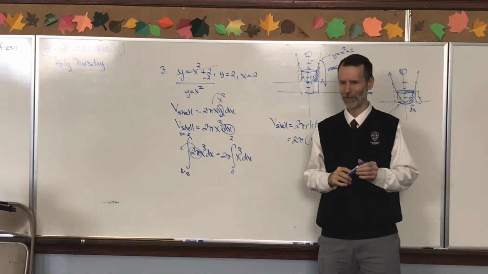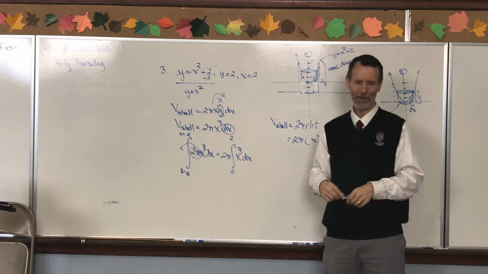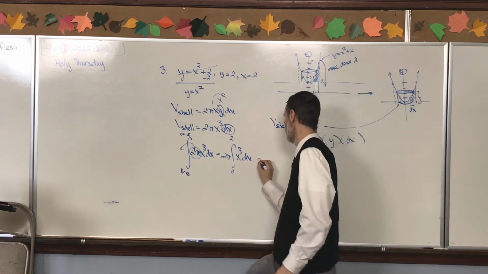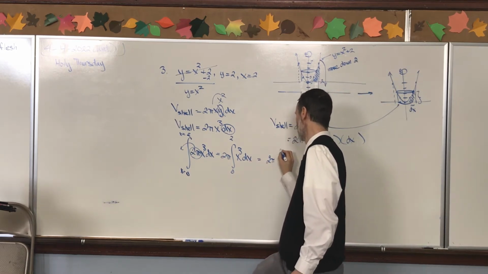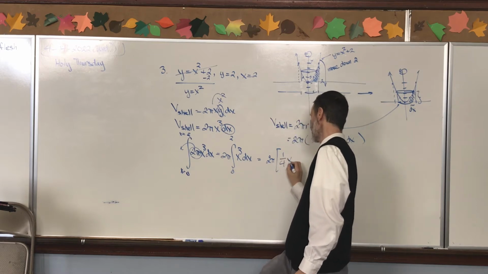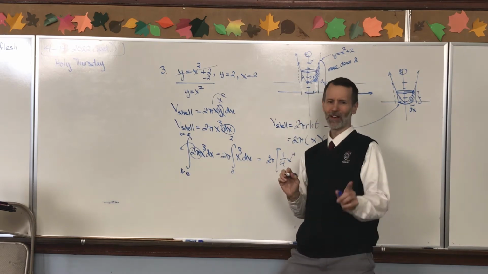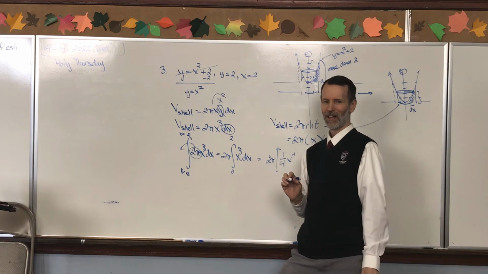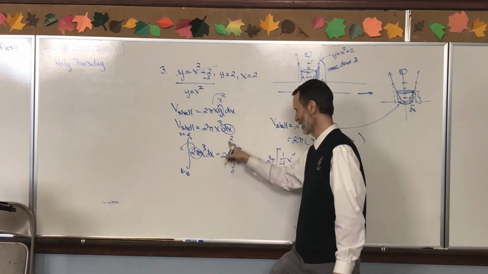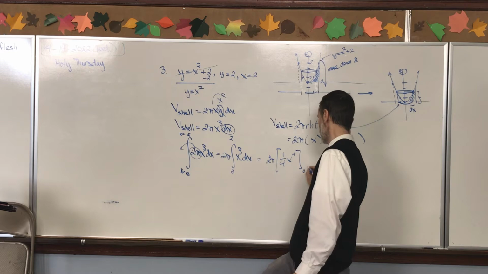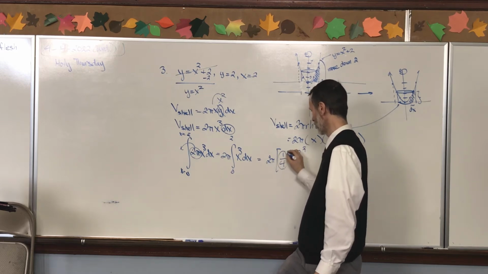Somebody do the antiderivative for me. Julia, what's the antiderivative of x cubed? 1/4 x to the 4th. Do I do plus c or no? Yeah, it doesn't matter in this case, it'll cancel. From 0 to 2. I'm going to pull the 1/4 out in front.